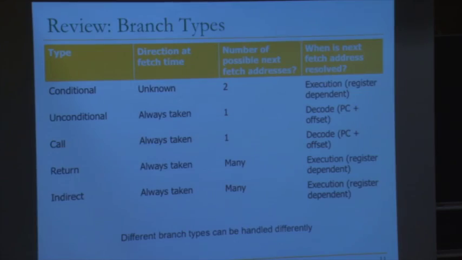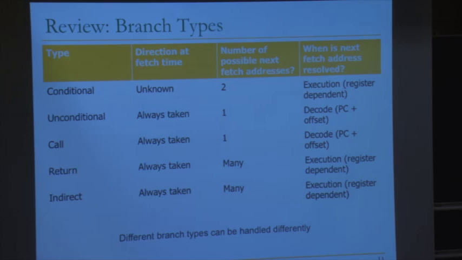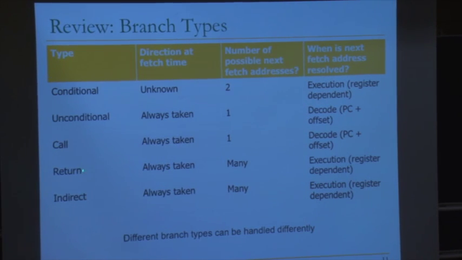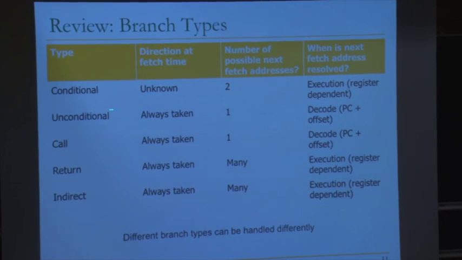So just to warm you up, these are the branch types we were considering, some of the branch types that exist in most ISAs. You have calls, returns, indirect branches, unconditional branches. But we were focusing mainly on conditional branches for now, where the number of possible next fetch addresses is 2. When the fetch address is actually resolved, or branch is actually resolved at the execution stage, because you don't know the condition until then, right?